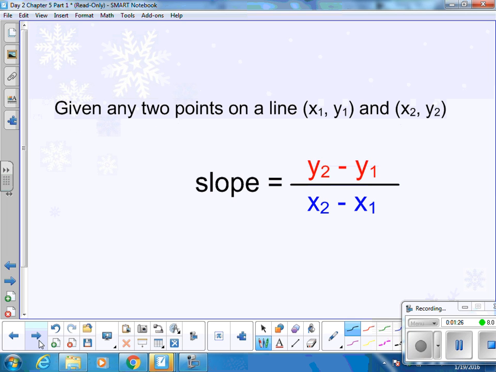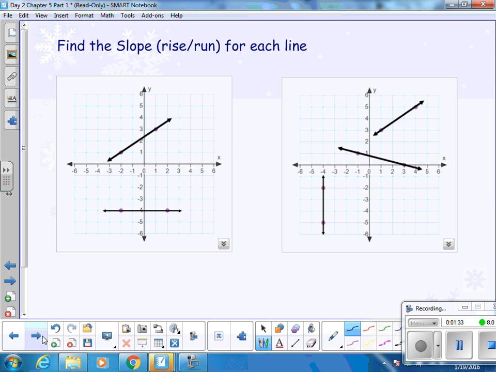Given any 2 points on a line, we can also calculate the slope this way. It's still a ratio of rise to run. I'm going to try that out. We're going to find the slope of rise to run on each one of these. Press pause, work it out, and then come on back and let's see how you did. I will go ahead and do that for the first one here. Let's see, it rises 2, and then runs 1, 2, 3. So at this particular one, we can see that it is a ratio. The slope is 2 over 3.